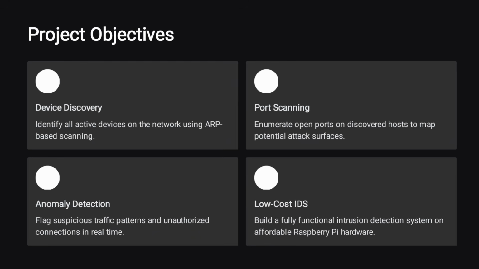Our project objectives. Our system focuses on mainly four objectives: device discovery using ARP scanning, port scanning to find open ports, anomaly detection to identify suspicious behavior, and building a low cost intrusion detection system using Raspberry Pi. The system aims to provide continuous monitoring of the network. It also helps in identifying unauthorized devices quickly.